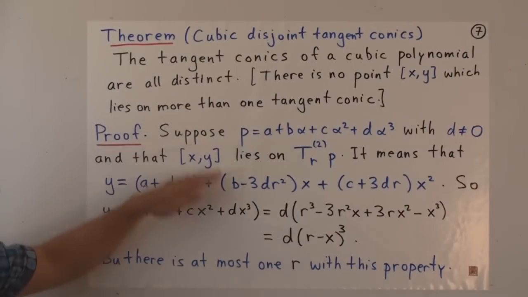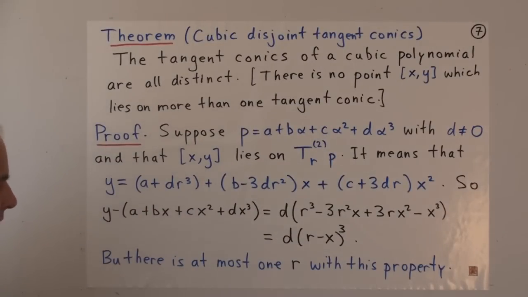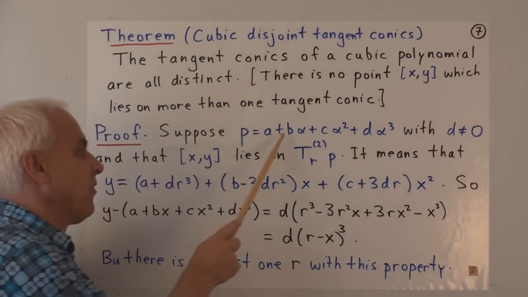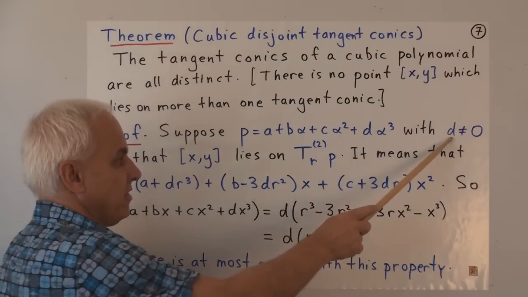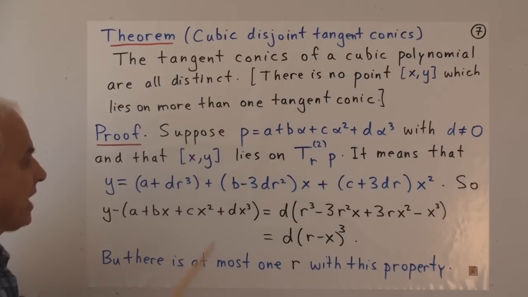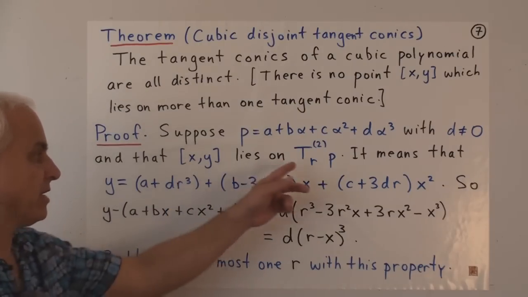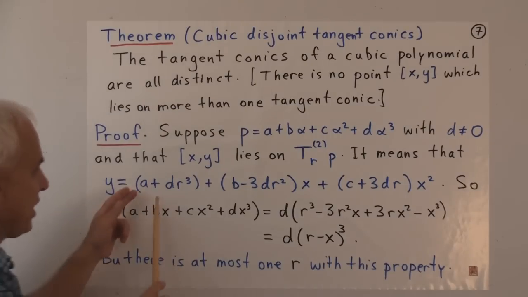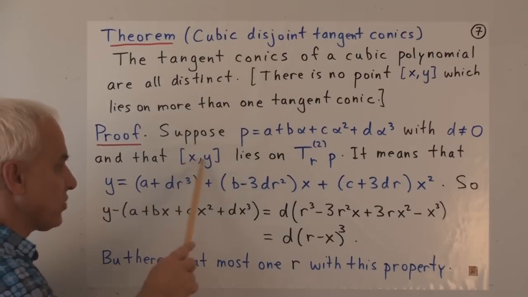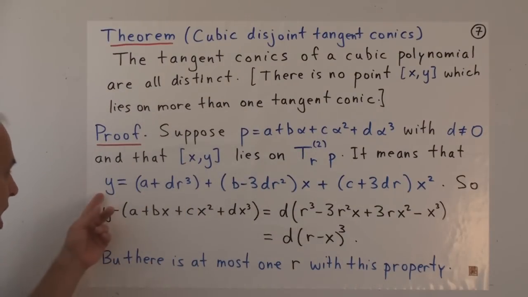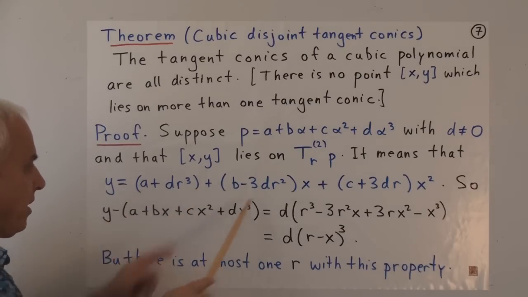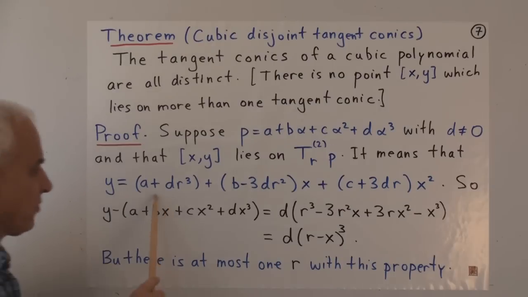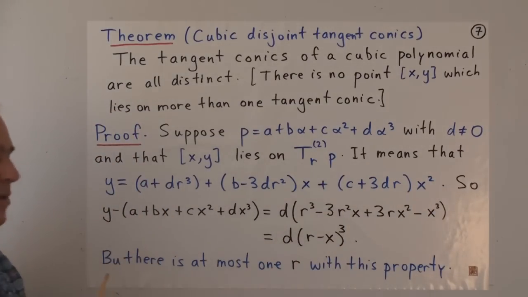Okay, here's a proof. The proof is short and sweet. Suppose P is, as before, our usual polynomial a plus b alpha plus c alpha squared plus d alpha cubed with d not equal to 0. And suppose that we have some point xy lying on some tangent conic associated to the point r. Well, here's the equation for the tangent conic, and if xy lies on it, it means that y equals this quantity plus this quantity times x plus this quantity times x squared. This, after all, is the equation of that tangent conic that we wrote down before.